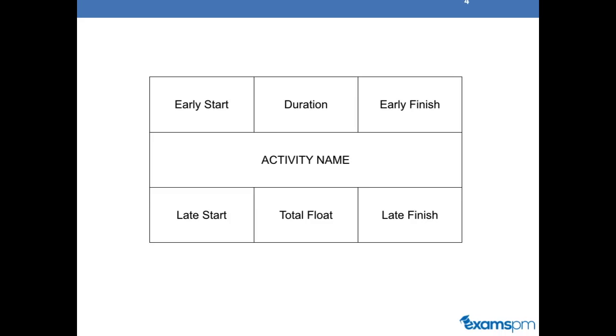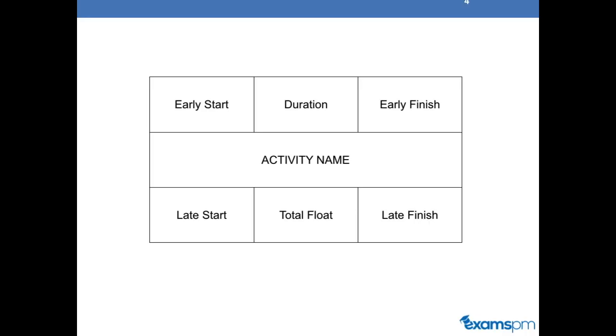Now let's just do a quick recap of our quote-unquote 3x3 grid. In our middle row, we have 3 merged cells with our activity name or our activity symbol. On the top left-hand corner, we would put our early start date. In the middle cell of the upper row, we have our duration. And in the upper right-hand cell, we have our early finish date.